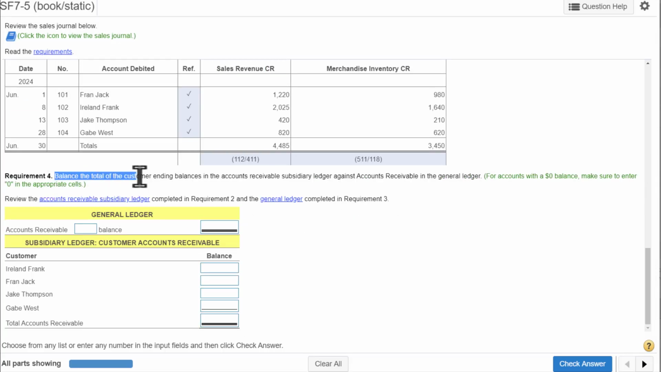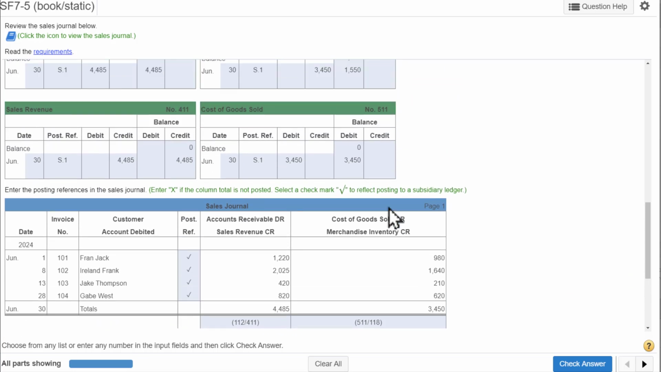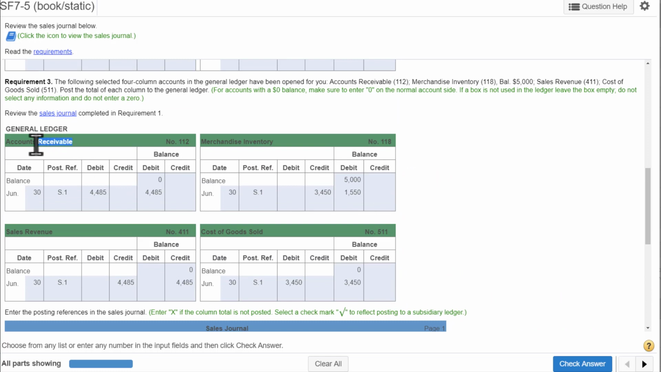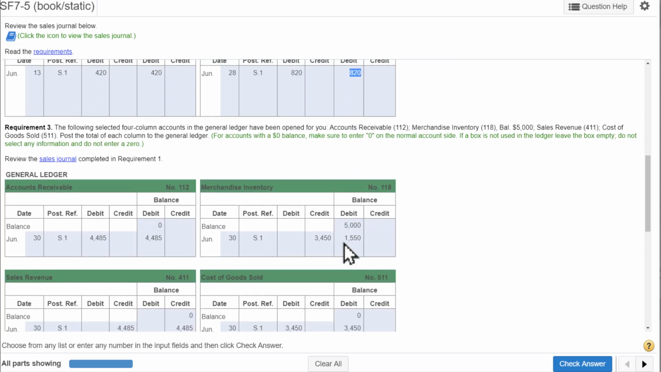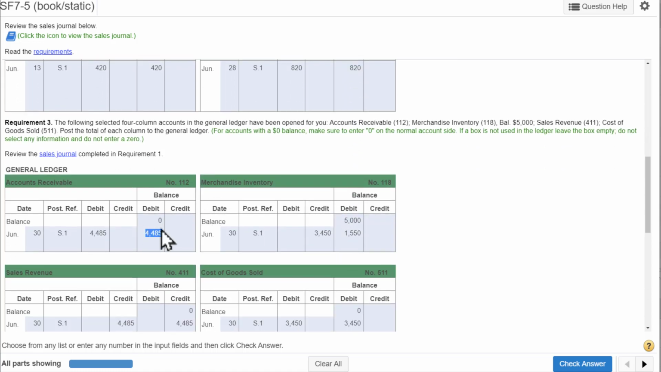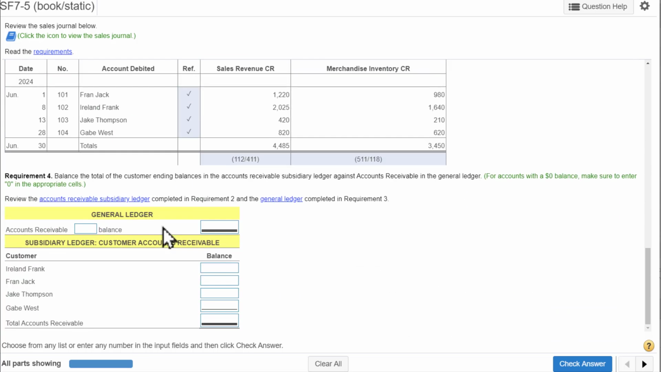Requirement 4, balance the total of the customer ending balances in the AR subledger against the AR in the general ledger. So let me go up to the general ledger. In AR, the total is 4485. Now I'm going to scroll up to the AR subledger. The AR subledger is showing us all the amounts due in AR per individual. So all these totals must equal the same as the amount in our AR account. So then what we're going to do down here is we're going to prove it.